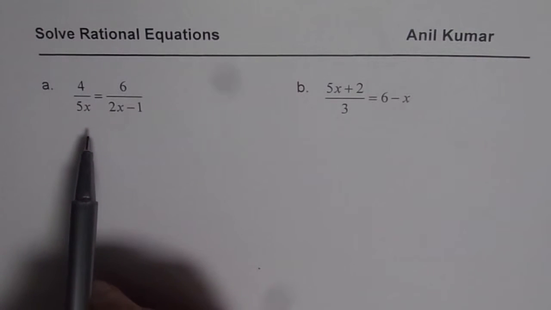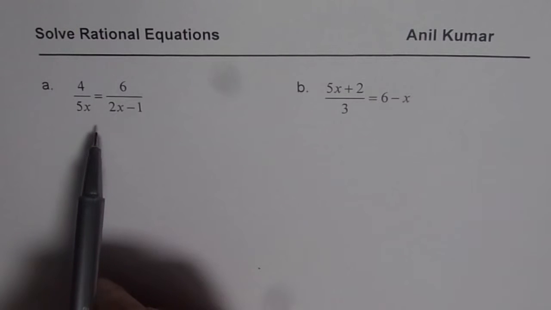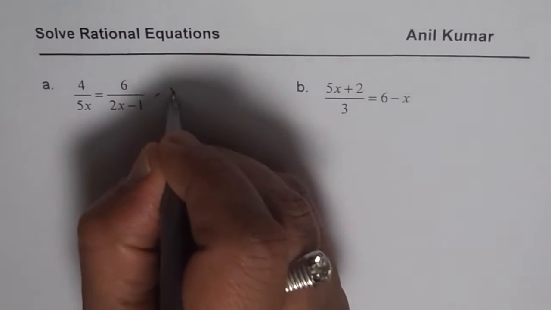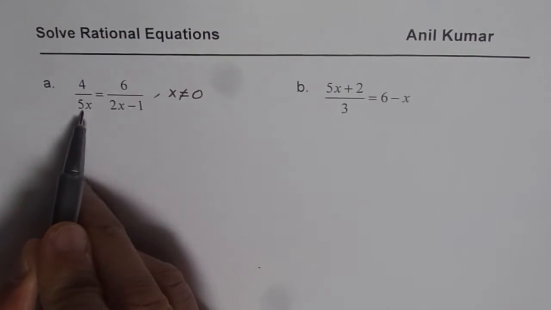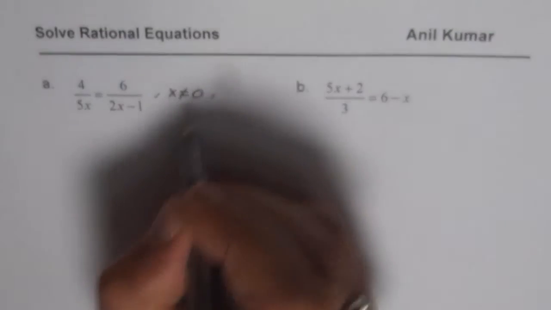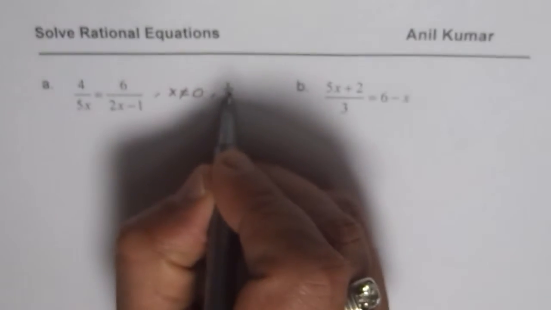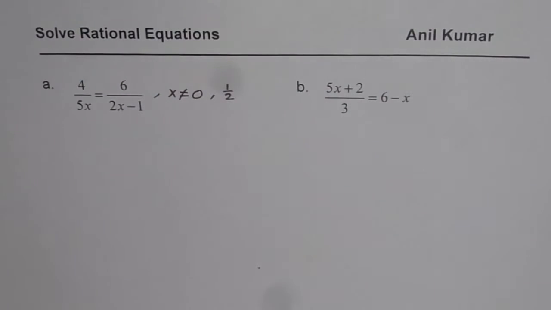Whenever you solve a rational equation, you should begin by writing the restrictions. Here, as you know, x cannot be equal to 0 since that will make the denominator 0. You cannot divide by 0, and x cannot be equal to half also. So these are the two restrictions on the first equation.